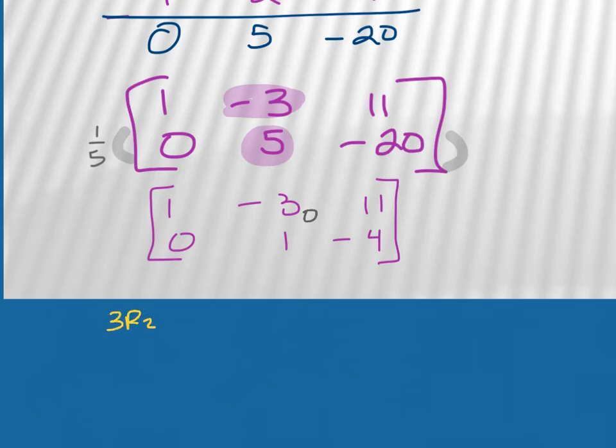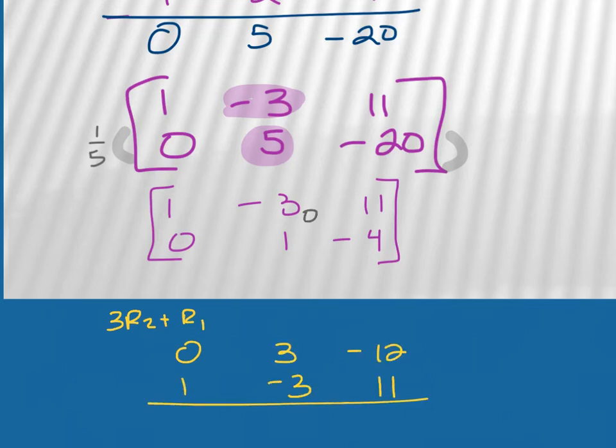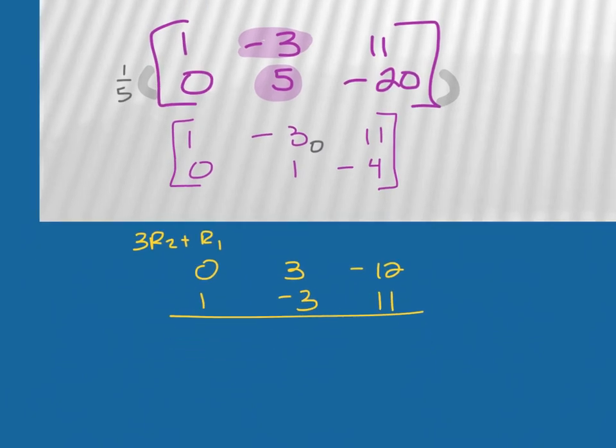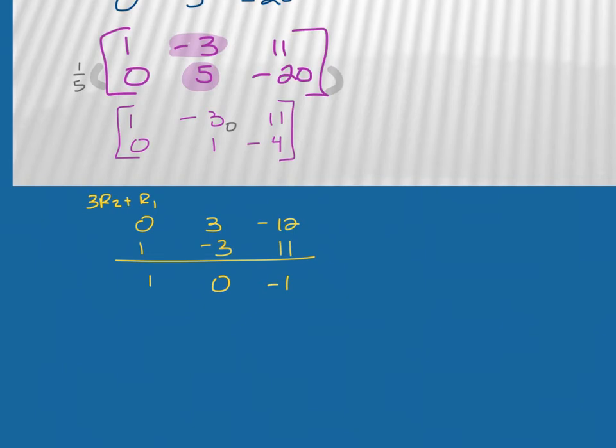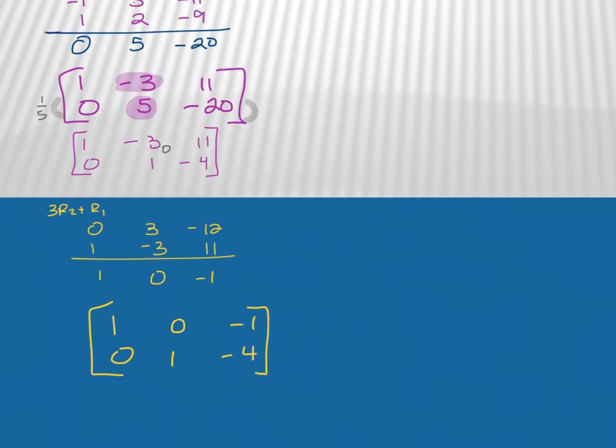Good. 3, row 2 plus row 1. So I get 0, 3, -12, and 1, -3, 11. And I get 1, 0, -1. And that's going to replace row 1. I've got my diagonal of 1s, my 0 above and below, so x is -1, y is -4, and my answer is -1, -4.